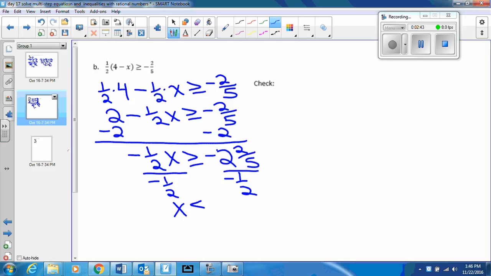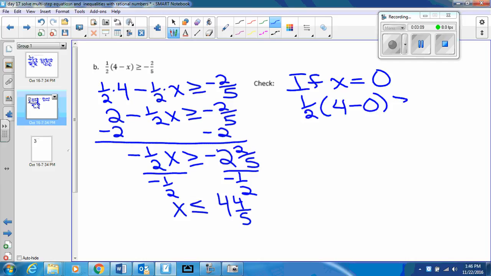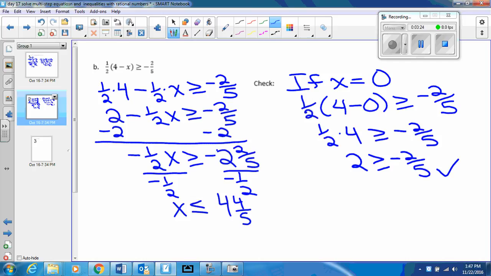Because I divide by a negative, I have to switch my sign. Using my calculator to help me with the dividing, I get 4 4/5. So x is less than or equal to 4 4/5. So for my check, I can pick any number below 4 4/5. I'm going to use x equals 0. Go back to my original. Everywhere there's the x, put in the value 0. Now simplify the left side. 4 minus 0 is 4. And now half of 4 is 2. And the check's okay.